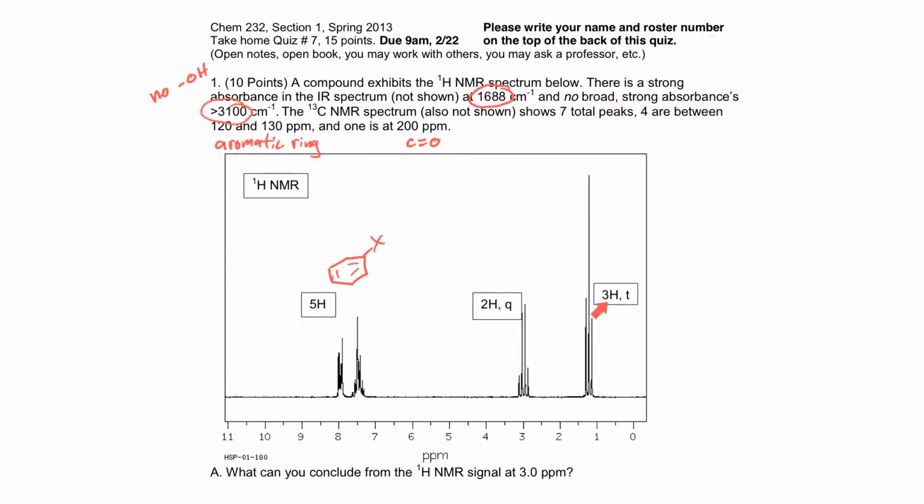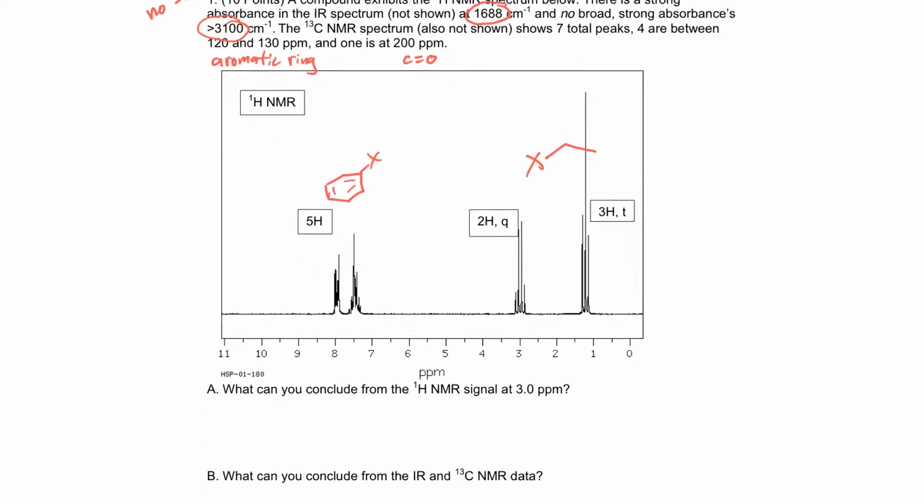Also, we have a 3-hydrogen triplet at about 1.2, a 2-hydrogen quartet at about 3, and this is very indicative of some sort of ethyl group. The 3 hydrogens in this methyl should be split into a triplet because they are next to the CH2. The 2 hydrogens in this CH2 should be split into a quartet because they are next to the 3 hydrogens in the methyl group. So let's go on and look at some more of the questions here.